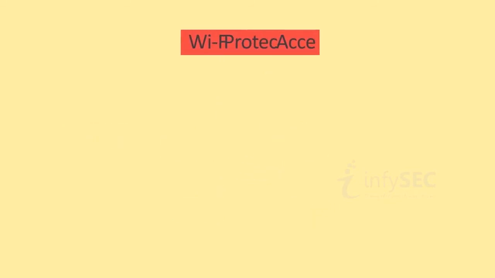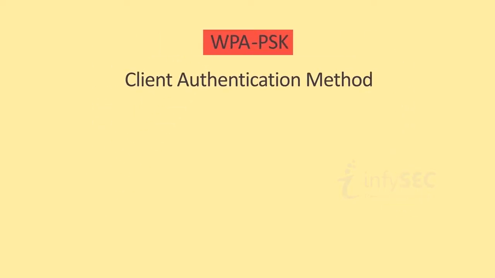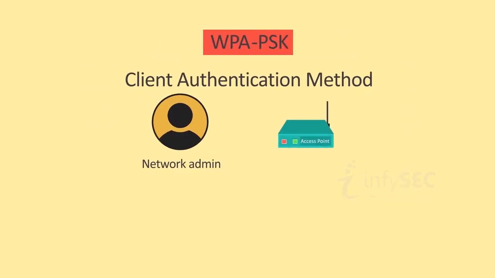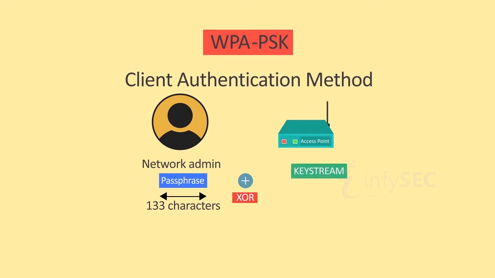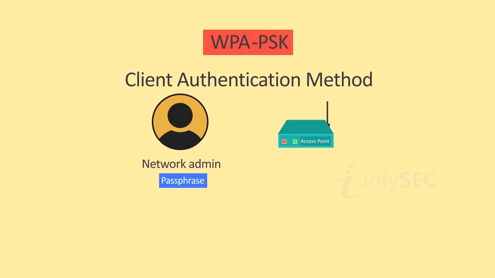WPA stands for Wi-Fi Protected Access, which works based on 2 mechanisms, namely PSK and TKIP. The PSK is a client authentication method wherein the network admin assigns a passphrase containing up to 133 characters. This passphrase is XOR-ed with the keystream, which is a combination of a random 32-bit key with the IV, which is nothing but a checksum 32 bits in length, to generate unique encryption keys.